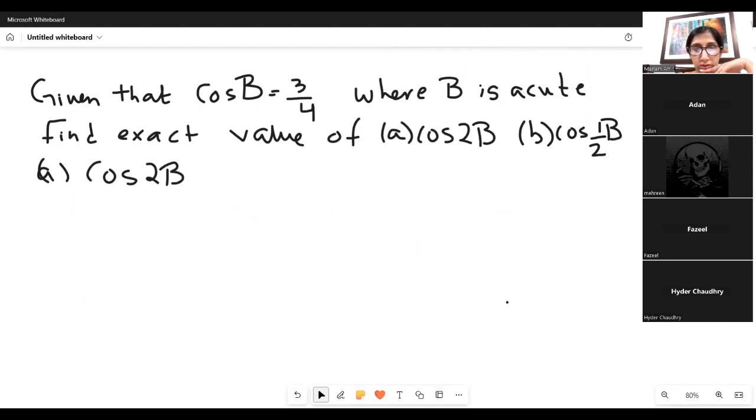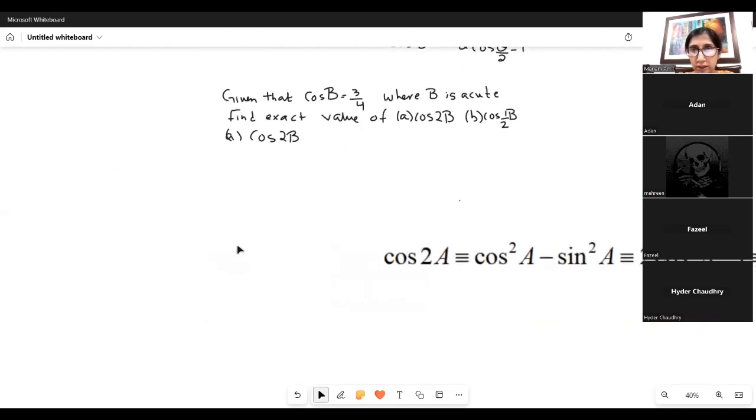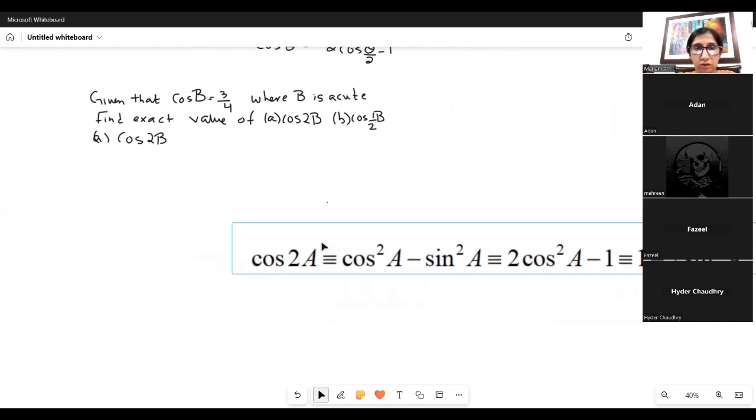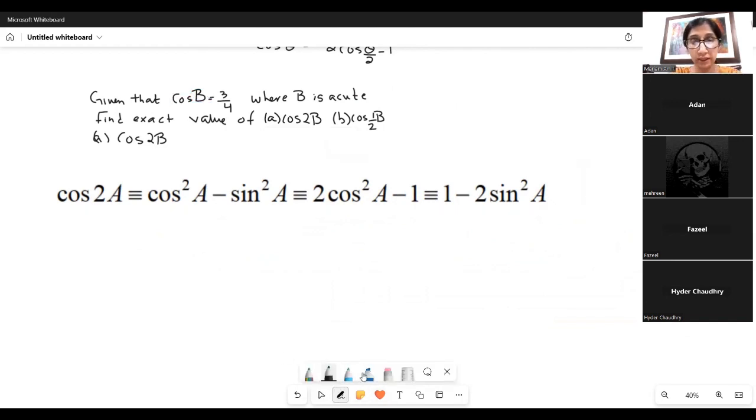2 cos square minus 1. Yes, 2 cos square theta minus 1. See, these 3 identities will be available to you in the formula sheet. So you can't use the one with sine, because we are not given sine here. We only know cos. So we will use the identity which has just cos in it. So that's this one.